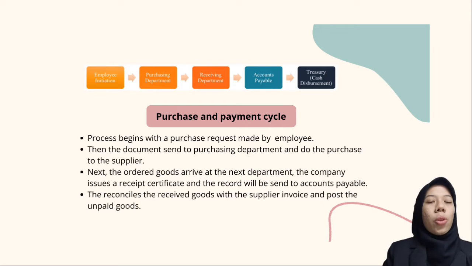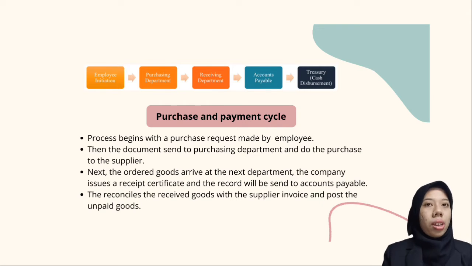The process begins with a purchase request made by the employees, then the documents are sent to the purchasing department and the employee makes the purchase from the supplier. Next, the ordered goods arrive at the receiving department and the company issues a receipt certificate, and the record will be sent to accounts payable. They reconcile the received goods with the supplier invoice and post the unpaid goods.